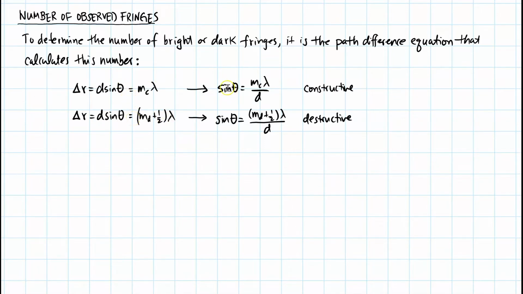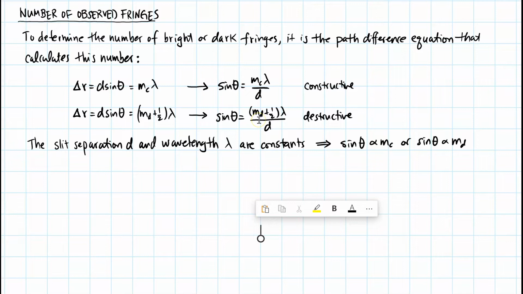If I solve for the sine of theta in each of these cases, this sets the condition for the number of fringes. If you look at both of these equations, they're proportional to the wavelength divided by the slit separation. But the slit separation and the wavelength are constants in problems. So therefore the sine of theta is proportional to m_c, or the sine of theta is proportional to m_d. That is the number of bright and dark fringes.